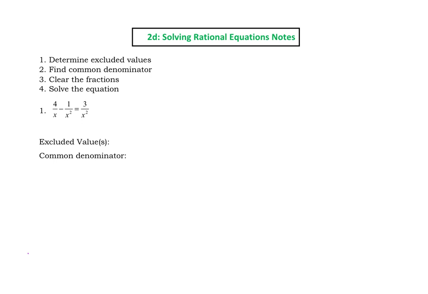Okay, now into solving rational equations. You're going to determine what's excluded. And remember, we just learned from graphing that the denominator can't equal 0, so that's where the exclusions come from. We're going to find a common denominator so we can clear the fractions, and then we're going to solve what we have left over.